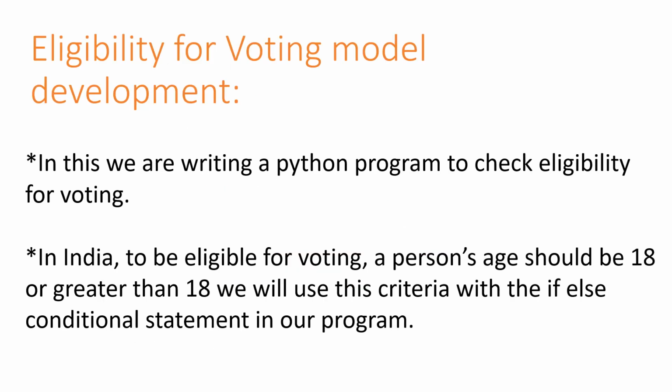Another topic to be discussed is eligibility for voting model development. In this we are writing a Python program to check the eligibility for voting. In India, to be eligible for voting, a person's age should be 18 or greater than 18. We will use this criterion by using if else conditional statements in our program. So we will move on to the code.